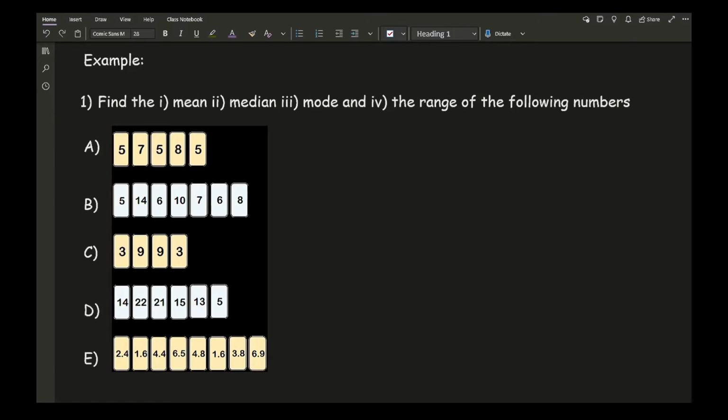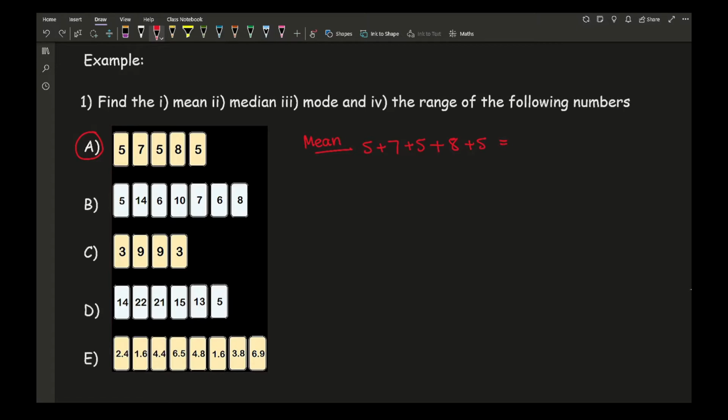Now I'm going to go for a different colour for each particular question. So for question A, I'm going to do it in red. Again, I'm just going to go through some tips on what we need to do. So to work out the mean, what we need to do here is add the numbers together. So I'm going to do 5 plus 7 plus 5 plus 8 plus 5, and I'm going to work that out either by hand or mentally or by using a calculator, and it's entirely up to you.